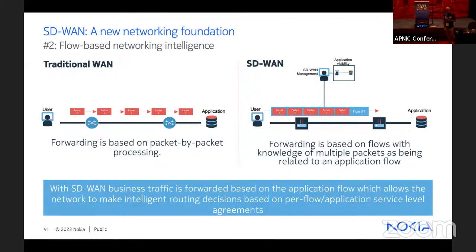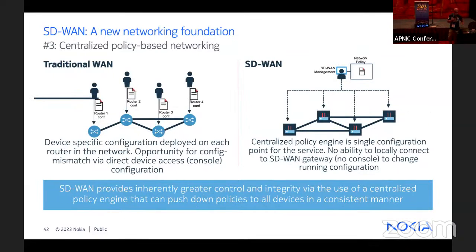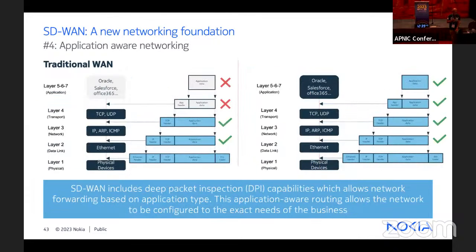In traditional WANs, forwarding is a packet-by-packet approach. You look at every packet and forward it on its merits. Whereas in SD-WAN, we have awareness of flows, right? With that application awareness as well, it helps us to categorize packets into flows and treat them as a flow as opposed to independent packets. We have centralized policy-based networking. I've already talked about this, so I will skip that now.